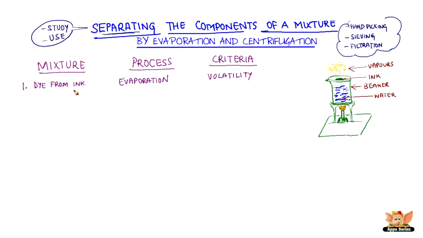Heating a few drops of ink on a watch glass mounted on a beaker, as shown in the figure, helps achieve this separation. Dye, the non-volatile solute of the ink, remains on the watch glass, while water, the volatile solvent, evaporates.